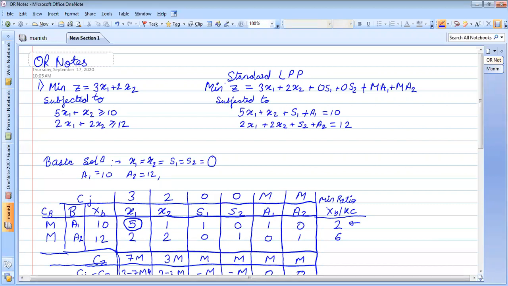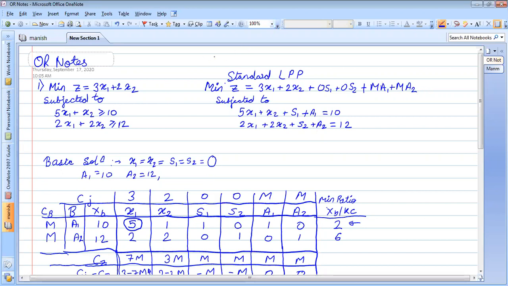Similarly, second is 2x1 plus 2x2 should be greater than equal to 12. So 2x1 plus 2x2 minus s2, surplus variable s2, second artificial variable a2, plus a2 is equal to 12. Now we have to add these four variables in the objective function. So we will add plus 0s1 plus 0s2 plus Ma1 plus Ma2.